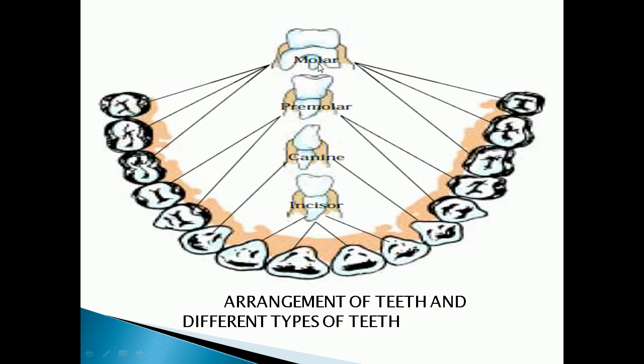Each tooth, as you can see in the picture, is rooted in a separate socket in the gums. Our teeth vary in appearance and perform different functions. Now we can see there are 4 types of teeth. So the function of the types of teeth we can see now.